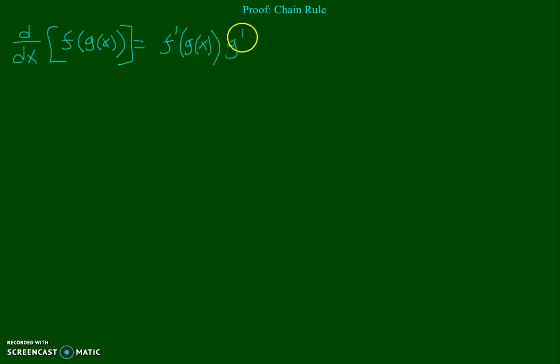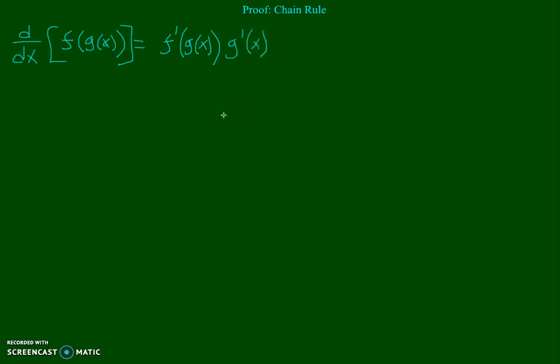the derivative with respect to x of the composition f of g of x equals the derivative of f evaluated at g times the derivative of g.